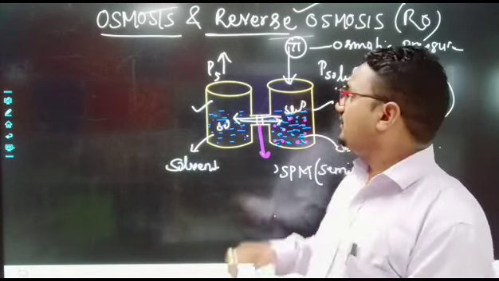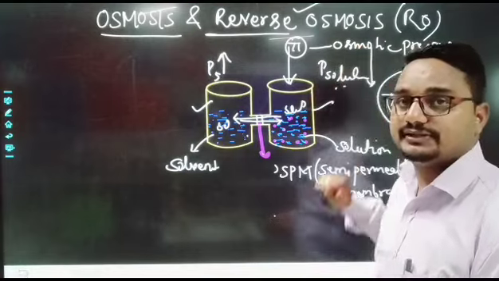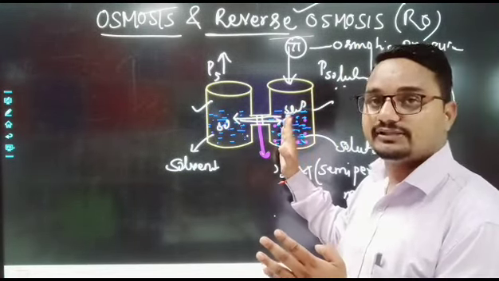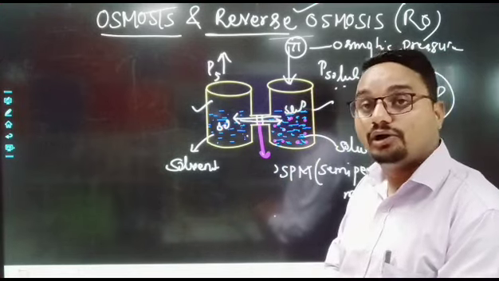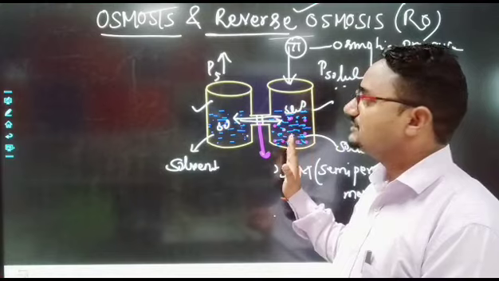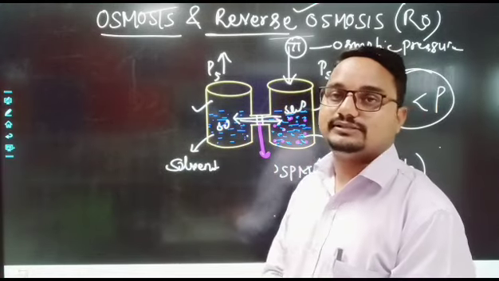So what happens if we apply a pressure greater than the osmotic pressure to the solution side? Only the solvent particles pass, because the semi-permeable membrane allows only the solvent particles. So this process is called reverse osmosis.